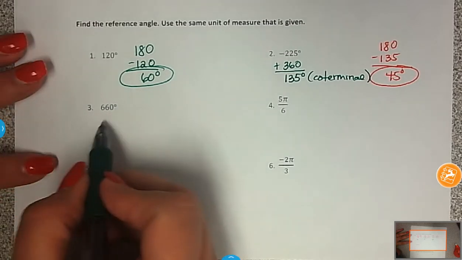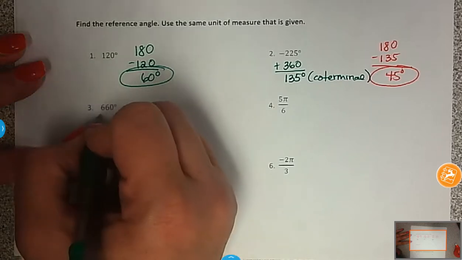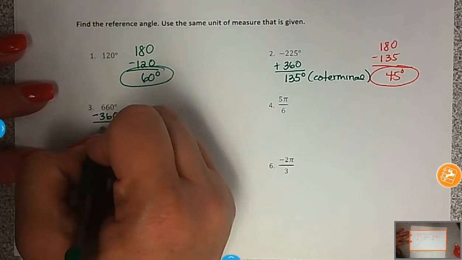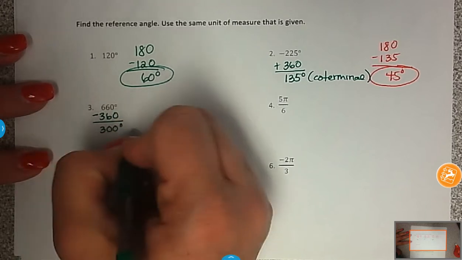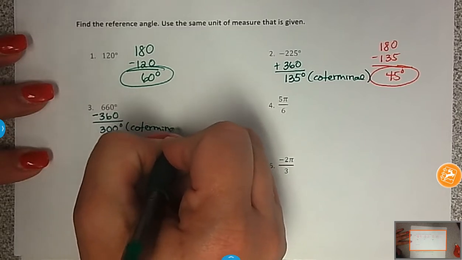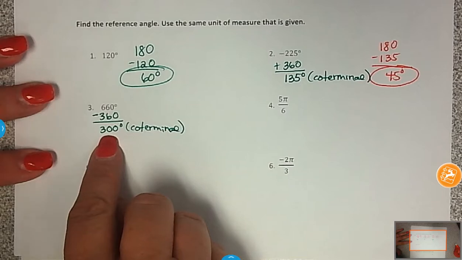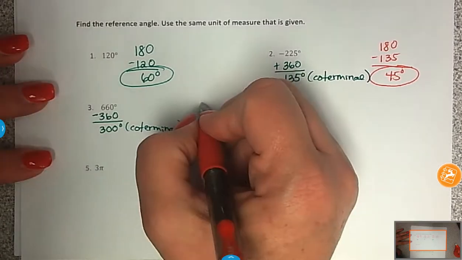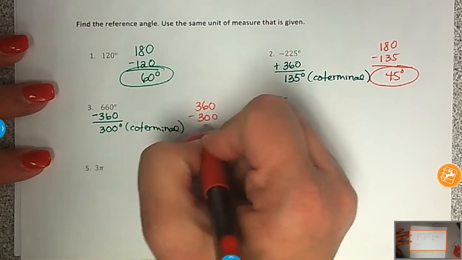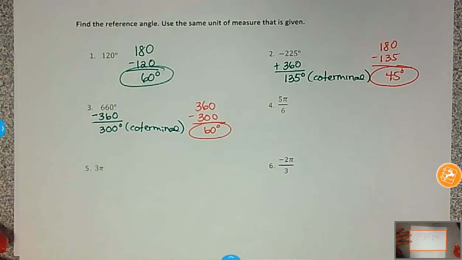All right, so 660 is not between 0 and 360, so I'm going to have to find a coterminal. I'm going to start out subtracting 360, and I get 300 degrees for my coterminal. And then 300 is closest to 360. So I'm going to take 360 minus 300 to get a coterminal of 60 degrees.